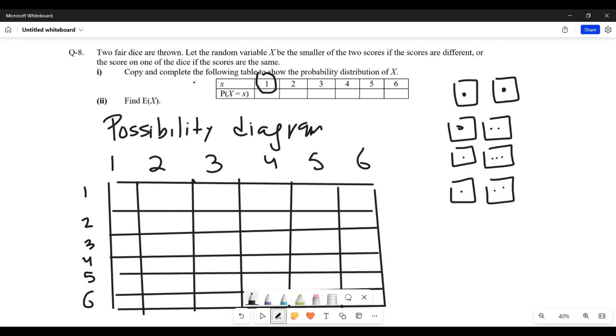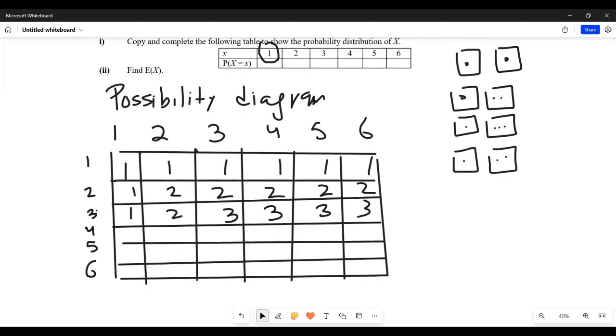Okay, so when you get 1 and 1 on both dice, you get 1. When you get 1 and 2, it's 1, 1, 1, 1, 1, because you choose the smaller number. With 2, 1, it's going to be 1, 2, 2, 2, then 2, 2, 2, and 2. Then with 3, 1, it's going to be 1. With 3, 2, it's going to be 2. With 3, 3, 3, 3, 4, 3, 3, 5, 3, 3, 6, 3, because we're choosing the smaller score.